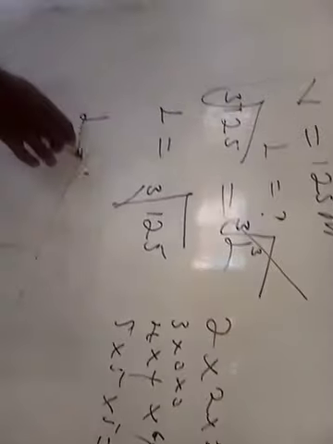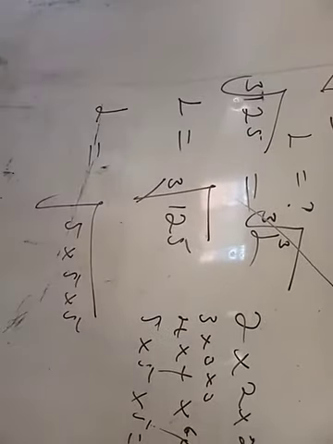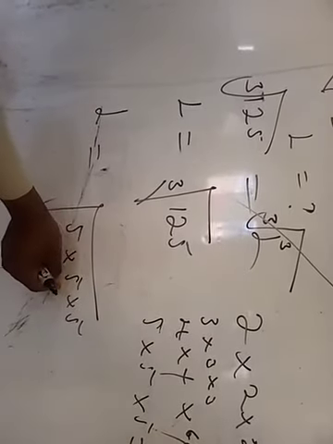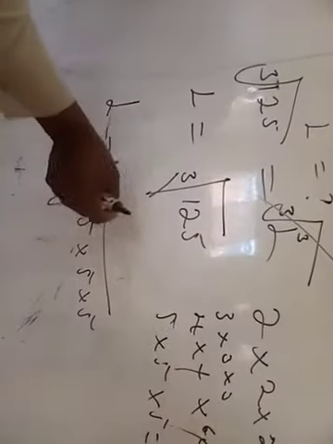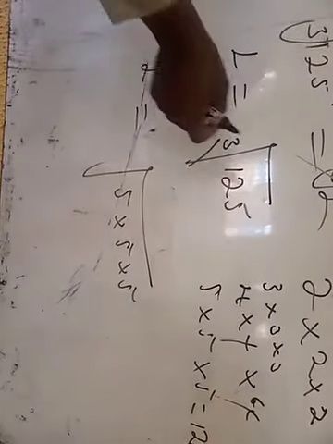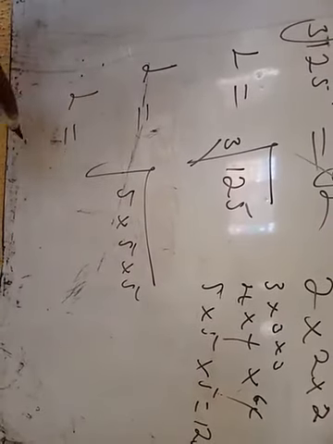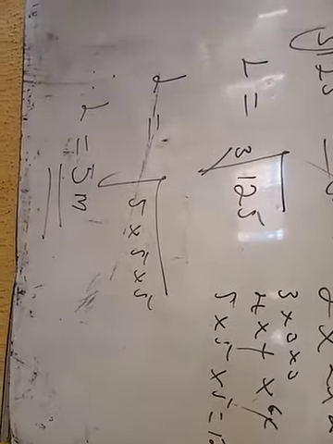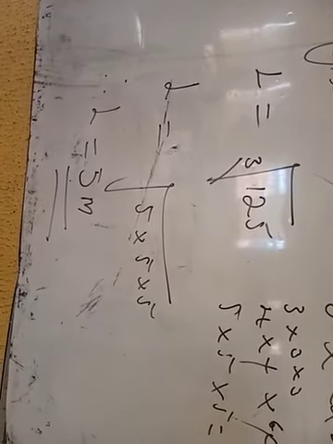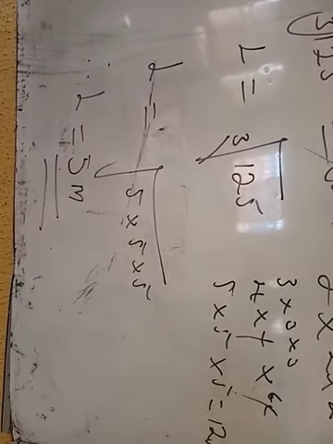We now have L is equal to 5 times 5 times 5. So 5 times 5 is 25, times 5 is 125. So it's 5 multiplied by itself 3 times to get 125. Therefore, the length L is equal to 5 meters.